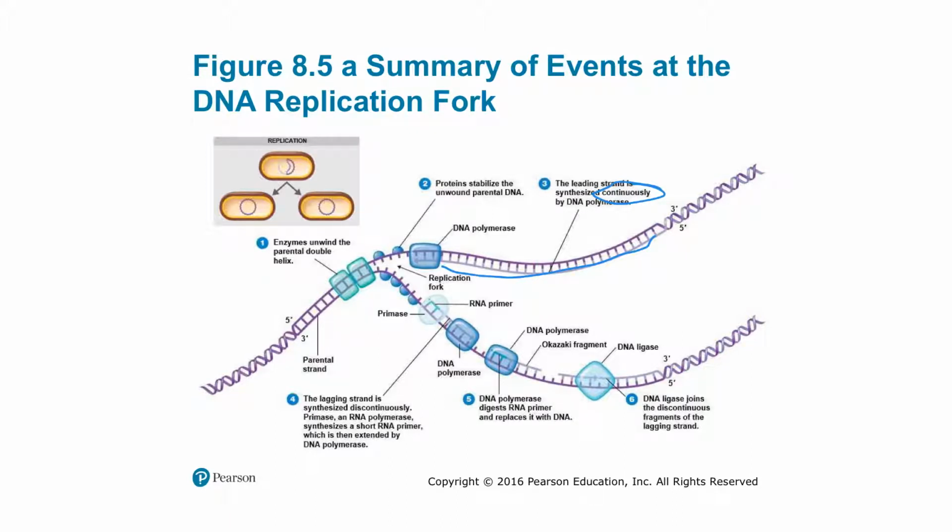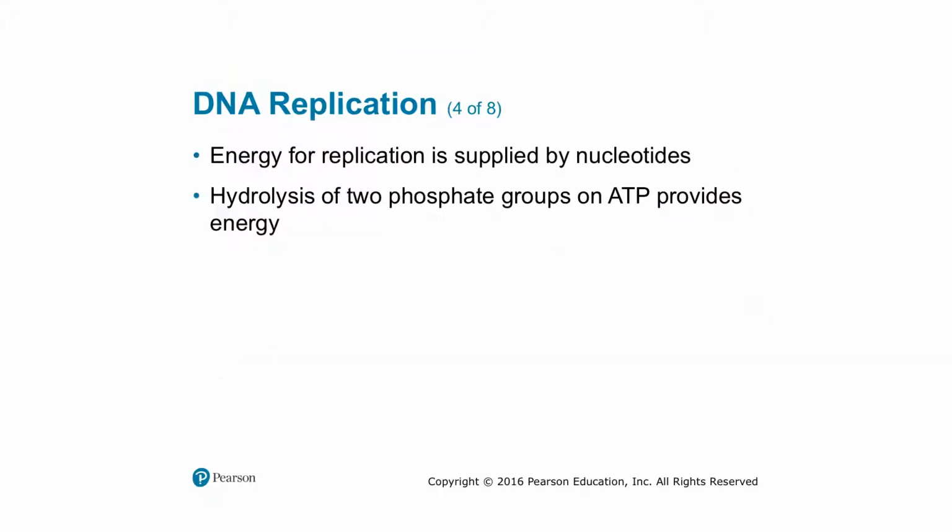The lagging strand is synthesized discontinuously. Primase and RNA polymerase synthesize a short RNA primer, which is then extended by the DNA polymerase. So we start with this RNA primer, and then the DNA polymerase comes in and helps it out. The DNA polymerase digests the RNA primer and replaces it with DNA. Then we have DNA ligase that's going to come in here and fill these breaks, these gaps, these Okazaki fragments. Basically, it glues them together.